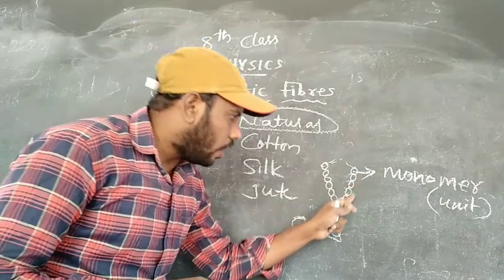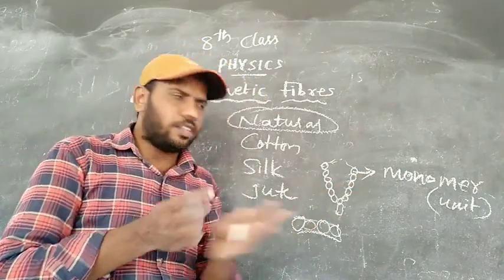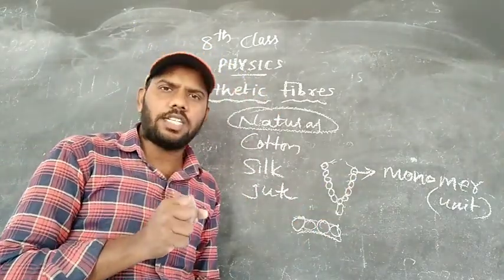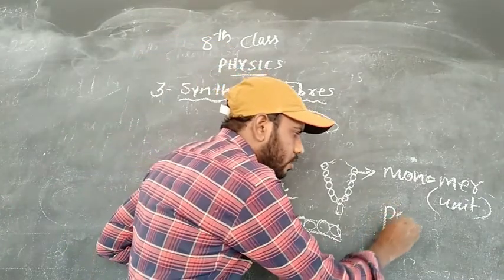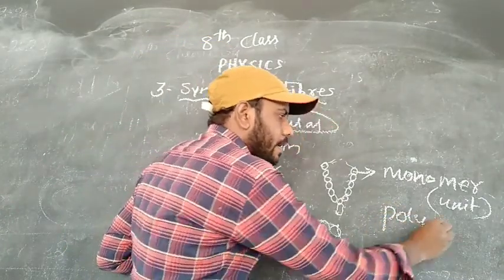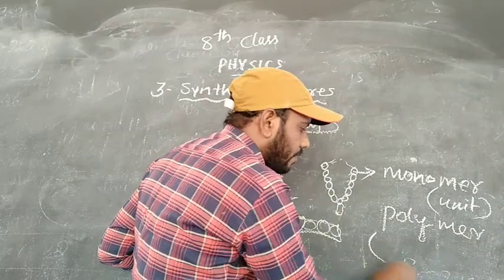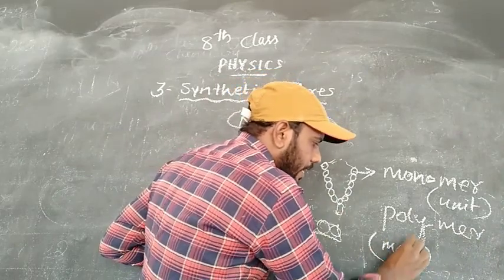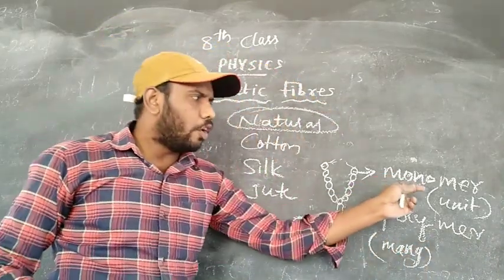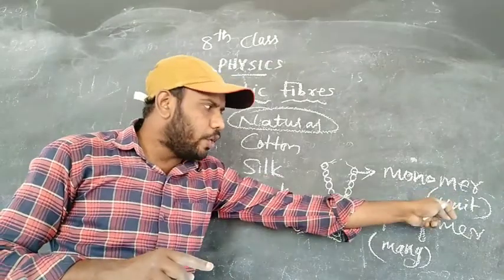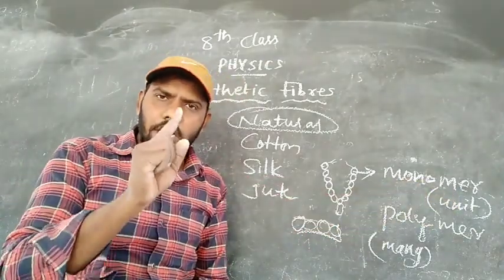Like this, a group of single units, all the single units together, we call a polymer. So poly means many, mer means unit. We know that poly means many. Okay, understanding? So mono means single, mer means unit, monomer means single unit.